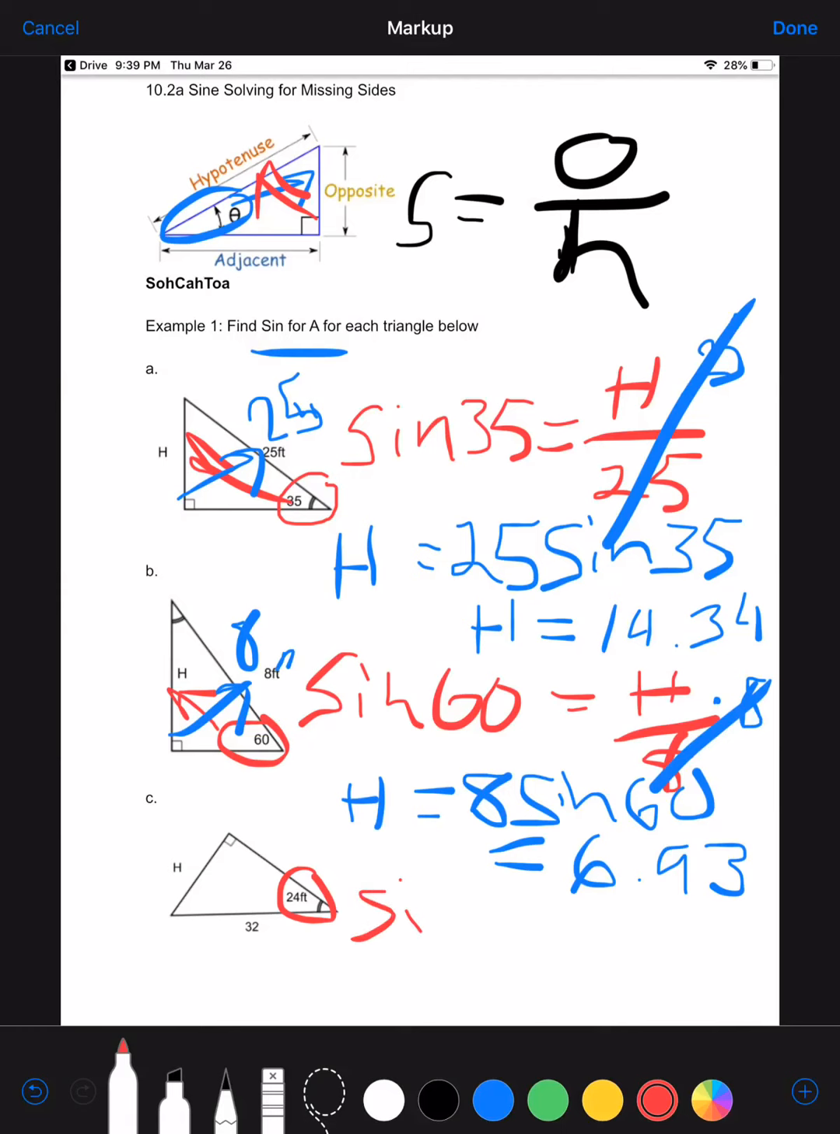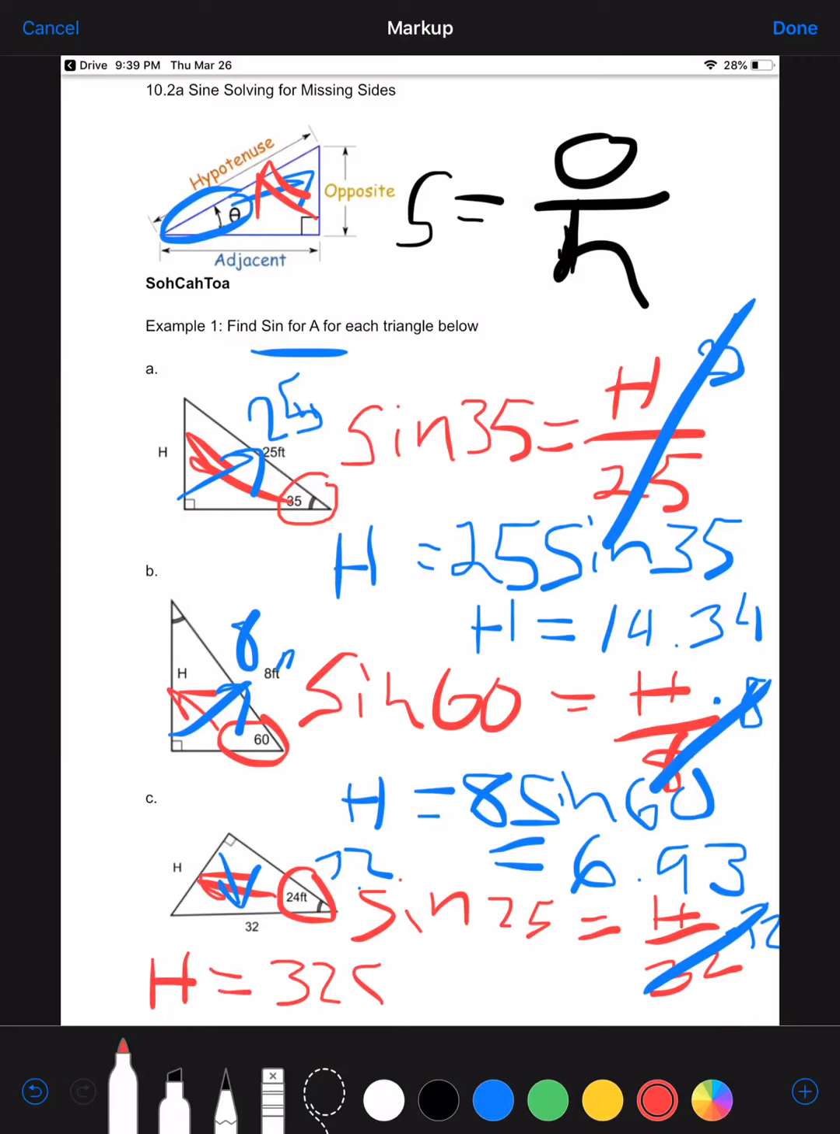So, sine 24 equals, then our opposite, which is h, over our hypotenuse, which is across from our right angle, and our right angle here moved, so we've got to pay attention to that. But it's going to be over 32. I'm going to multiply both sides by 32. These 32s are going to cancel out. We're going to be left with h is equal to 32 sine 25.